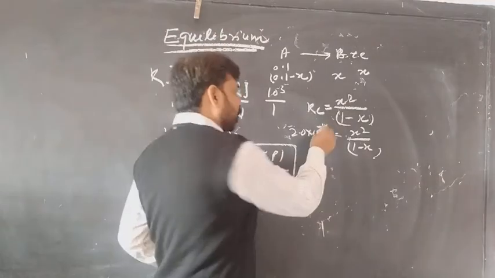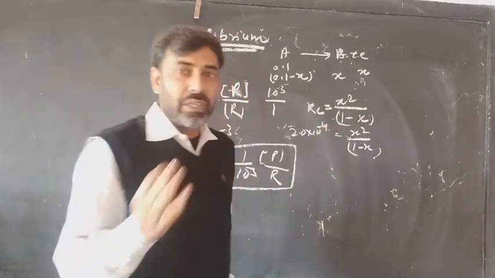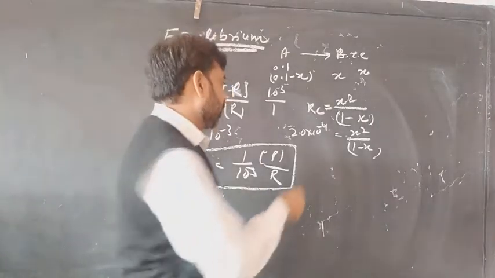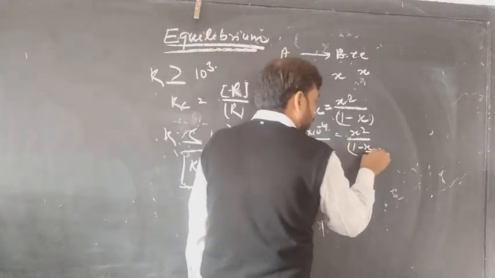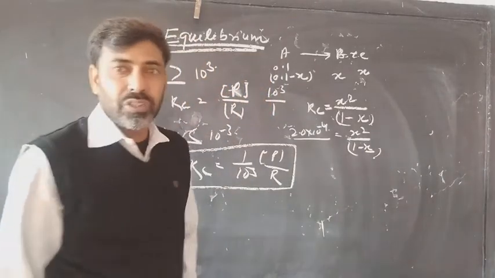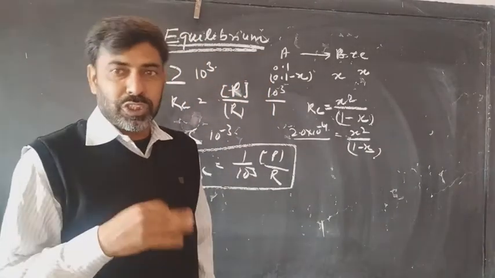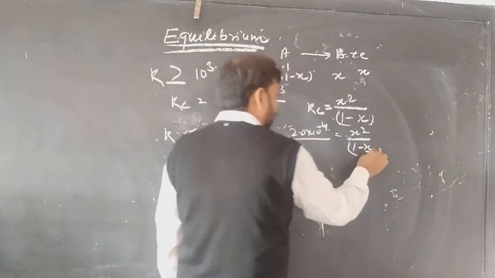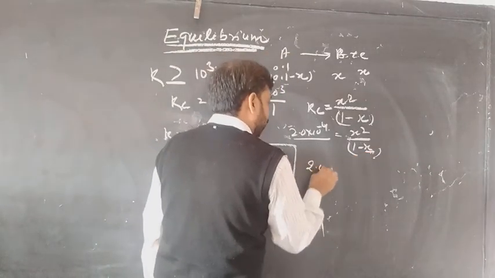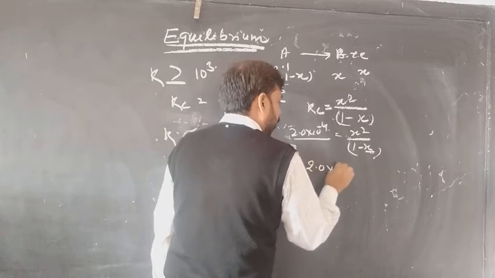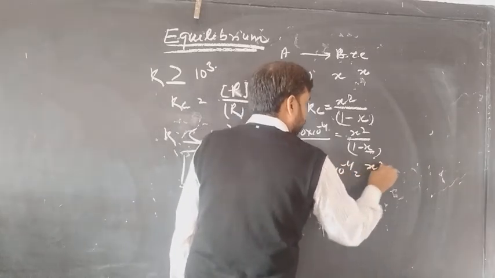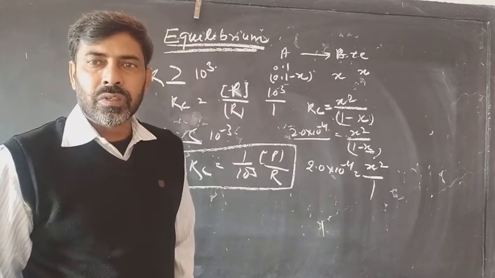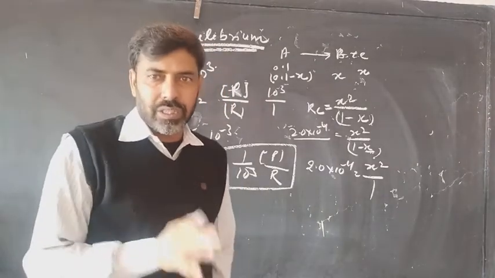But if the value is 10 to the power minus 4, that is less than or equal to 10 to the power minus 3, then in that condition x will be negligible, because x is the concentration of product, which is negligible with respect to that of the reactant. That means if the value of x is negligible, then you can write 2.0 into 10 to the power minus 4 equals x square upon 0.1. You can see here the calculation becomes very short.